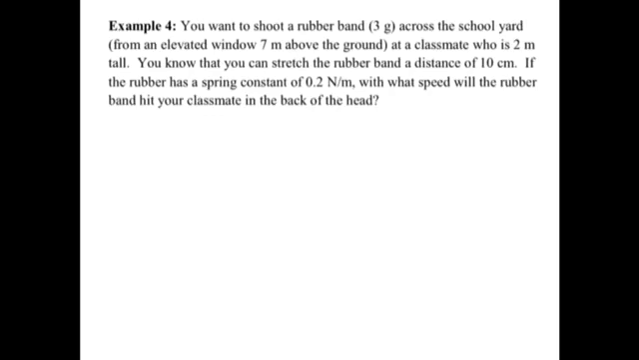Okay, so we have a lot of information here. We're starting at some height at a window. So let's say that the object starts at this window. It's 7 meters above the ground. It's clearly a rubber band, I'm just drawing a box though. The rubber band is going to hit a person in the top of the head. So the rubber band is going to hit them here.